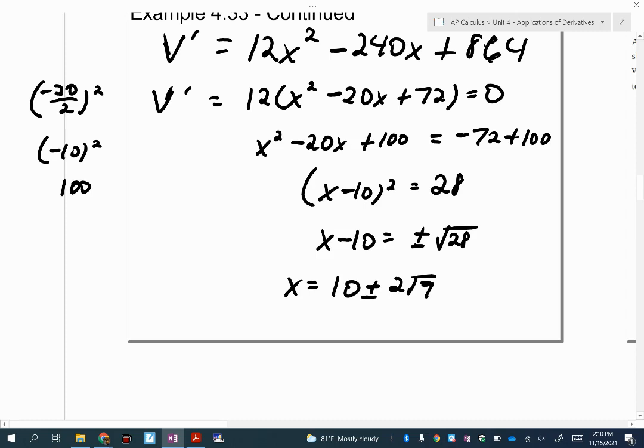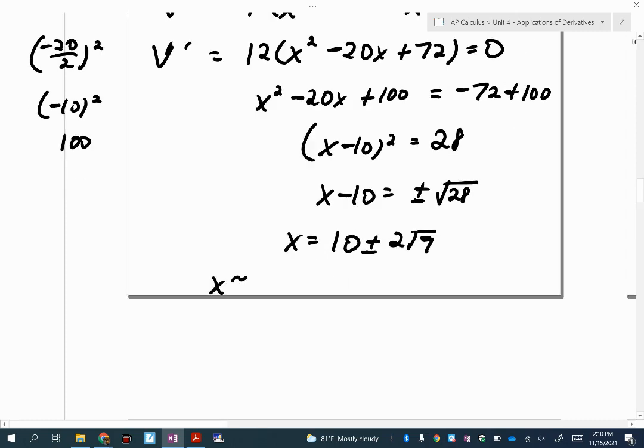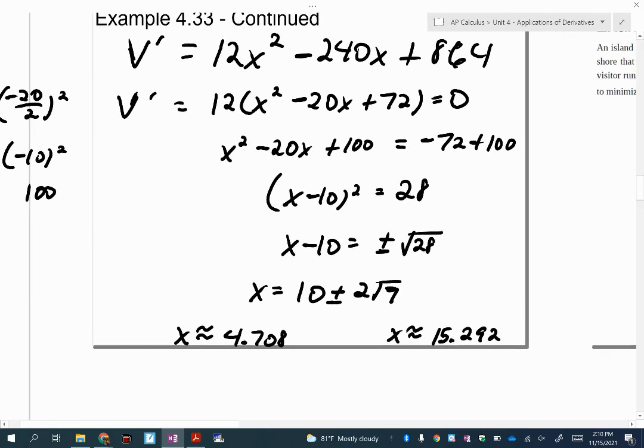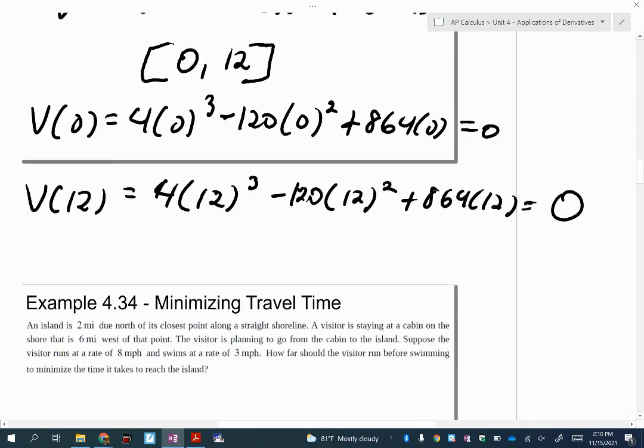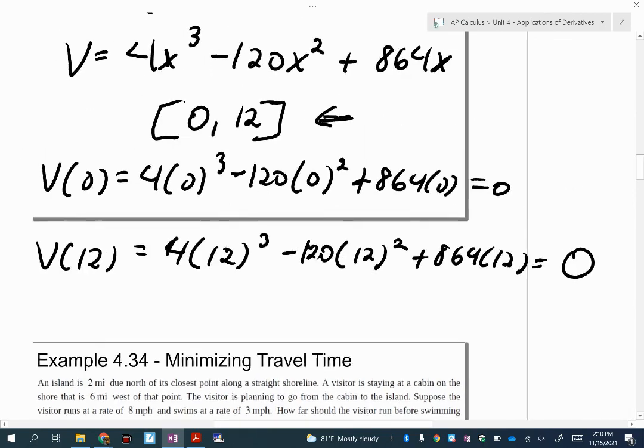Now, ultimately, when you get the decimals for this, you've got two approximations. So let me get them for you. The square root of 7 times 2 plus 10 is 15.292. And then if I do the other one, 10 minus 2 times the square root of 7, you get approximately 4.708. Now, you'll notice before I did this that I said I wanted to look on the interval between 0 and 12. Where did I put that? Right here, values for x between 0 and 12.